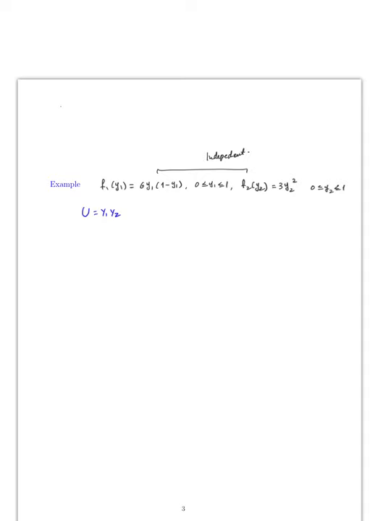Now, since y1 and y2 are independent, that makes life easier, because that means that the joint density function of y1 and y2 is just the product of the two functions, which in this case will give you 18 y1 times y2 squared times 1 minus y1, where y1 and y2 are less than or equal to 1 and more than or equal to 0.